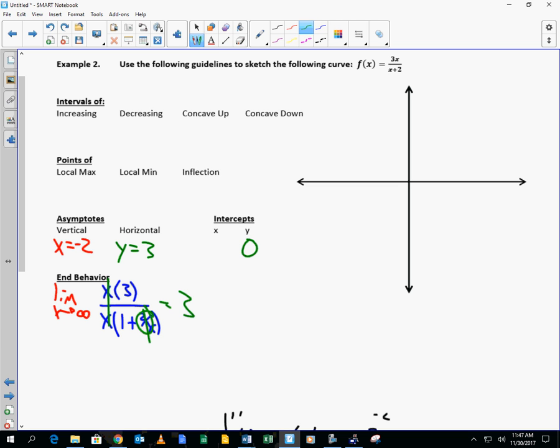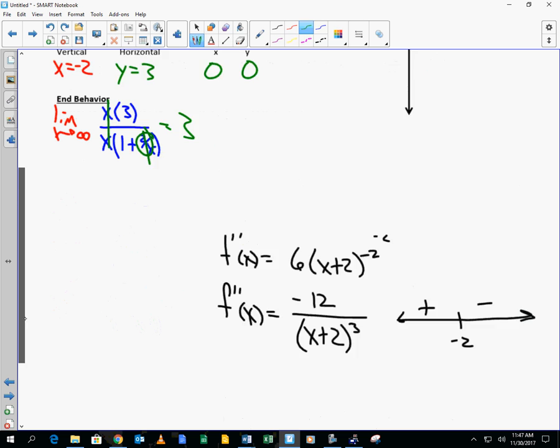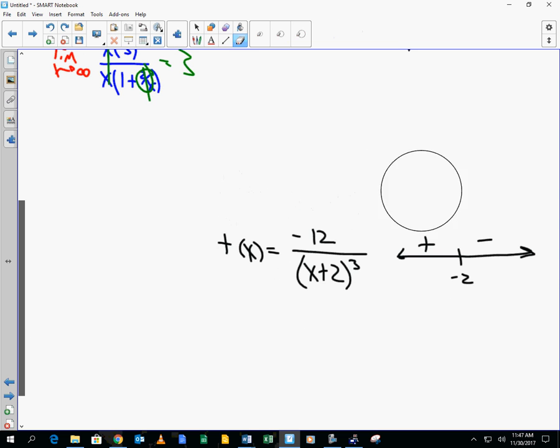X-intercept happens when the function is equal to 0. I set this function equal to 0. Do I look where the top is equal to 0 or the bottom? The top. When is the top equal to 0? So I've got the x-intercept, I've got the y-intercept, I've got horizontal and vertical asymptotes, I've got a good start sketching this graph, but let's do some of the derivative tests, okay?